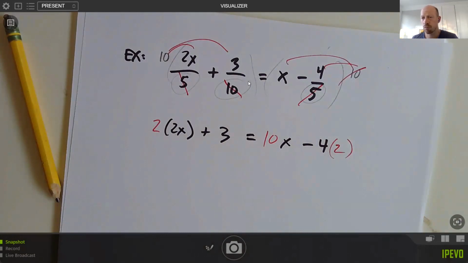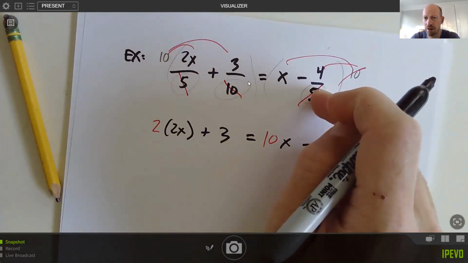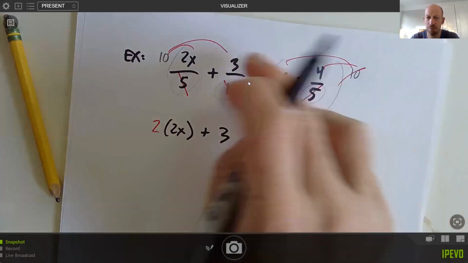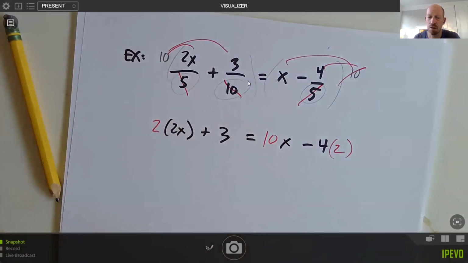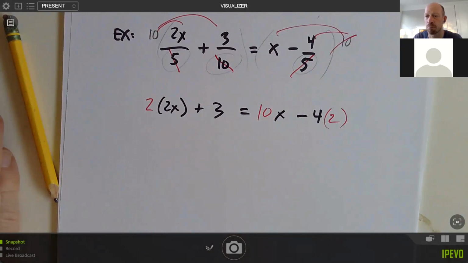The other thing to be careful of is to make sure you multiply every piece by 10, right? Not just the fractions, but every piece has to be multiplied by the same thing. And what that does is give me an equivalent equation that's a lot better, right? This equation has no fractions in it. So it's certainly preferable to our original equation.